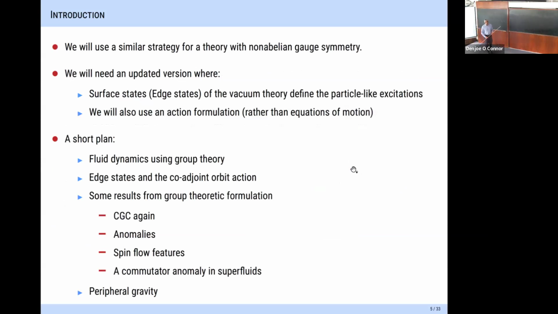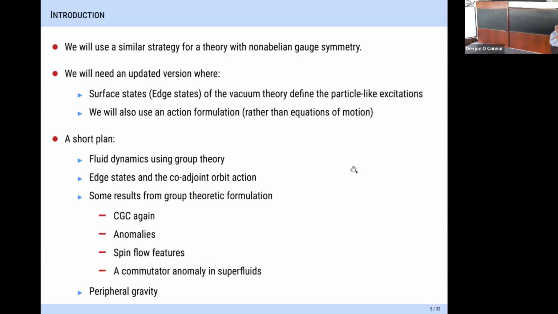formulation. But since there are many things involved, let me just give you a list of things I hope to talk about. I'm just going to talk about fluid dynamics using field theory first from the particle point of view. Then I will talk about the edge states in the field theory point of view. And then I will talk about some applications, talk about color glass condensate again, I'll talk about anomalies in fluid dynamics, spin flow features. There is a commutator anomaly in superfluids, I will talk about it, and something else which I'll refer to as peripheral gravity.